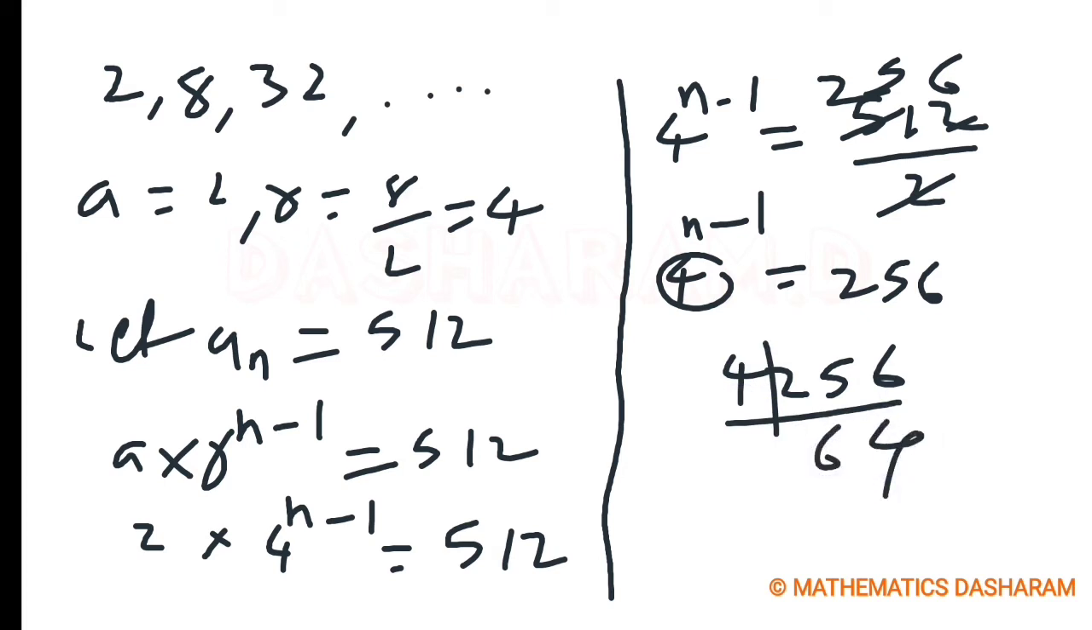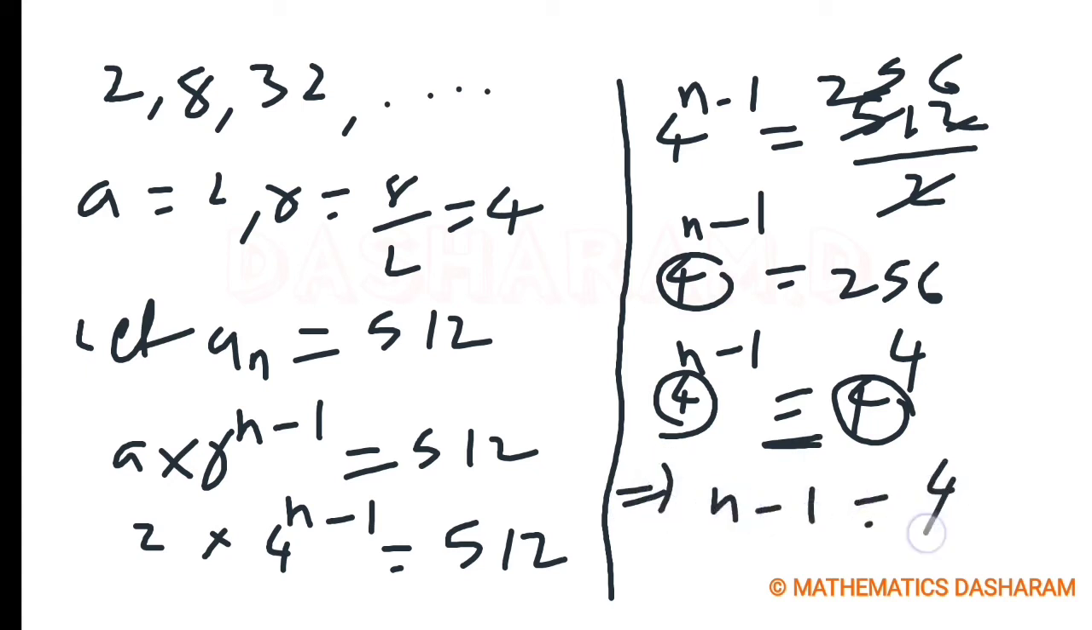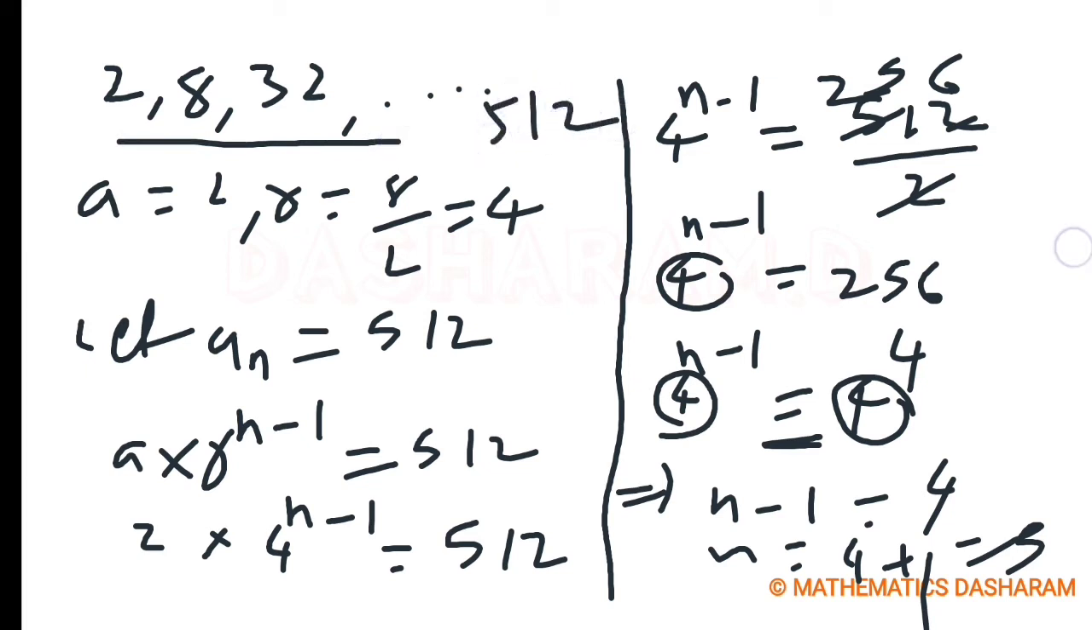4 6s are 24, 4 4s are 16, 4 1s are 4, 4 6s are 24, 4 4s are 16. So 256 can be written as 4 to the power of 4. So 4 to the power of n minus 1 equals 4 to the power of 4. Now see here, the bases are equal on both sides of the equal symbol, so we can equate the powers. So n equals 4 plus 1, n equals 5. So the fifth term of the given GP will be 512.